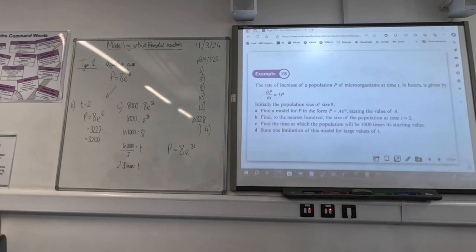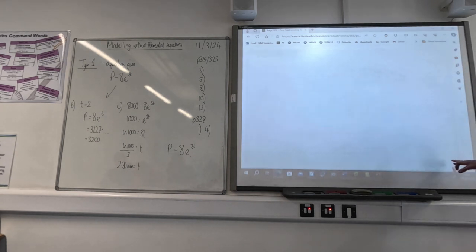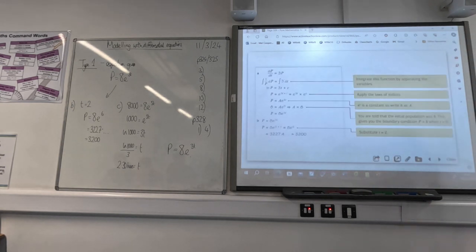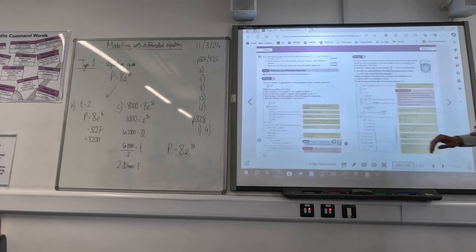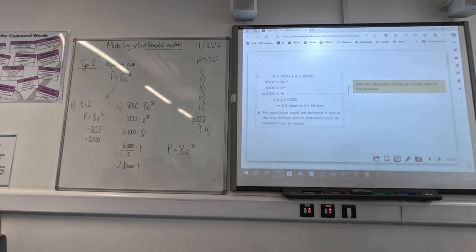Okay, so we get 3,200. Just checking that. Yep, 3,200 for that. Sorry, yes, it is B, isn't it? That's right. And then 1,000 times its starting value would be 8,000. So divide by 1,000 and ln both sides, that's how we undo e, divide by 3. Make sure you're careful typing that in.